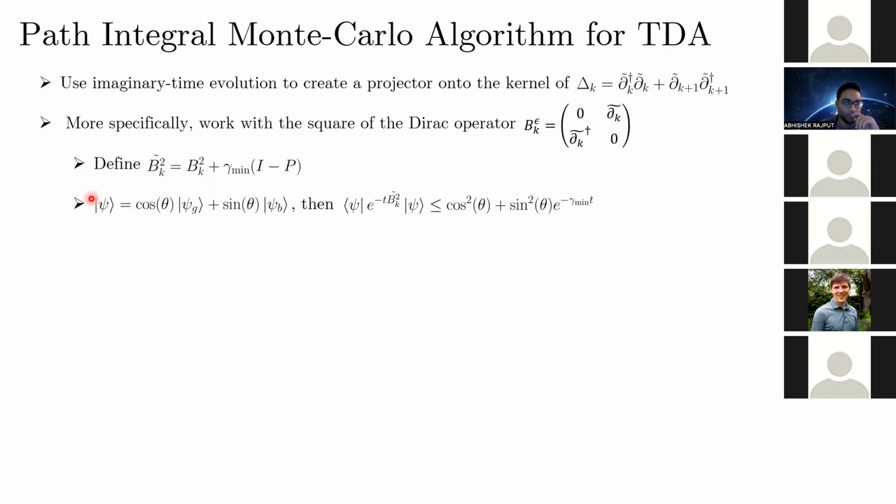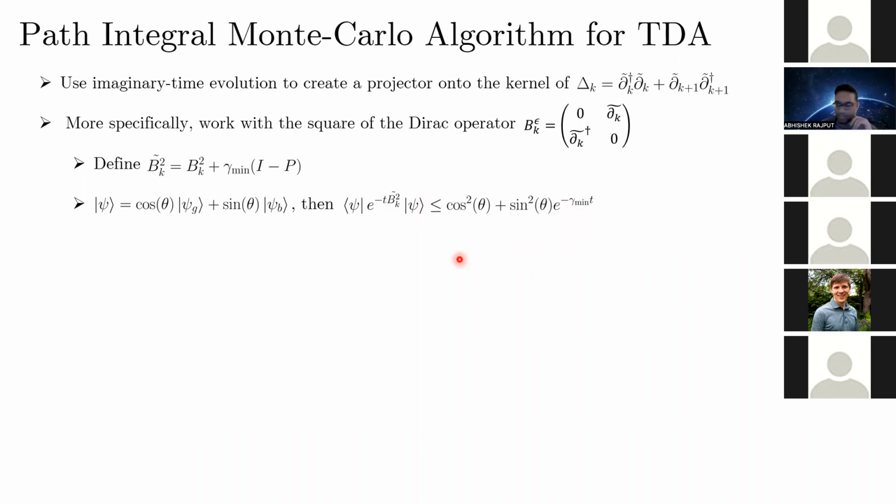And then what I was saying was that if you are given a vector in some vector space, you can decompose it as a linear combination of a vector that's in the kernel of the Laplacian and something that's in the orthogonal complement, with coefficients sine theta and cosine theta. Then if you evaluate the expectation value of e to the minus t times this modified Laplacian, it is bounded by cosine squared theta plus sine squared theta times e to the minus gamma min t.